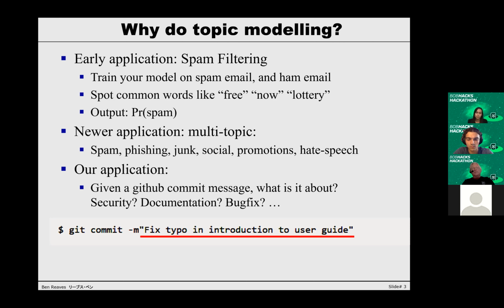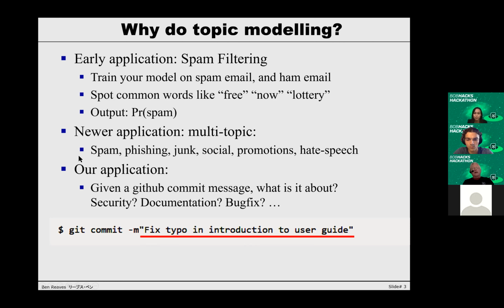So topic modeling has become more important in recent years. Our application is not spam or hate speech. Our application is just for detecting what a GitHub commit message is. So you're all familiar with GitHub, I think. And below here, I don't know if you can see my cursor on here. I don't think you can.